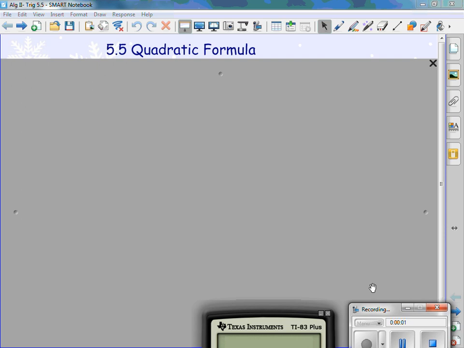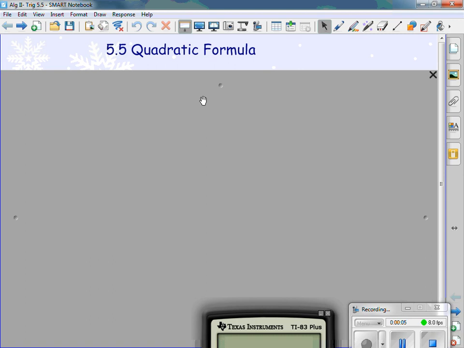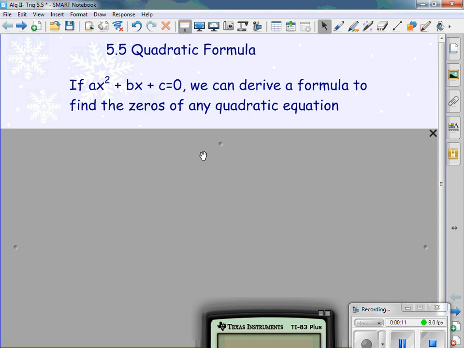Today we're starting 5.5, the quadratic formula. So far we've been dealing with ax squared plus bx plus c equals 0 all chapter long. That's your quadratic equation. We can derive a formula from this by rearranging. Do you want me to prove where it comes from or just show you the formula?